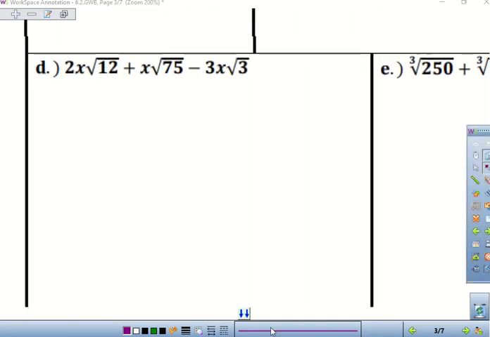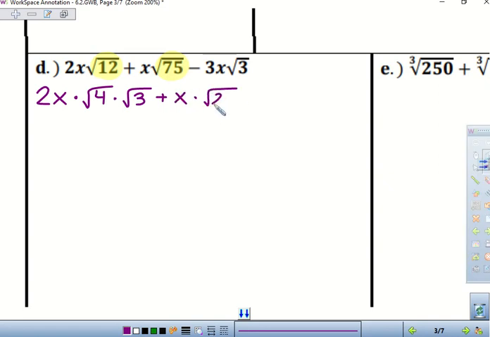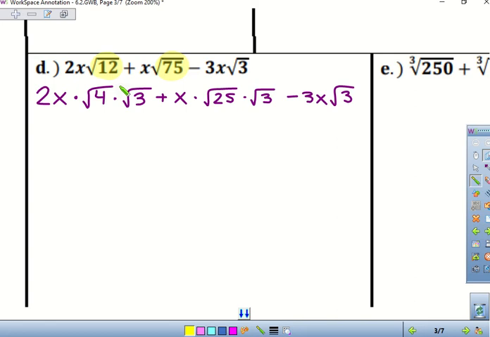So these ones here, some of these we have to simplify before we try to combine. In this case, I'm going to rewrite these radicals in such a way that they simplify as much as possible. I know that I can rewrite radical 12 as the product of radical 4 and radical 3. And I can rewrite radical 75 as the product of radical 25 and radical 3, all minus 3x radical 3. So this became this, and this right here became this.